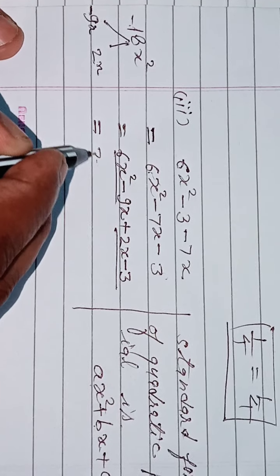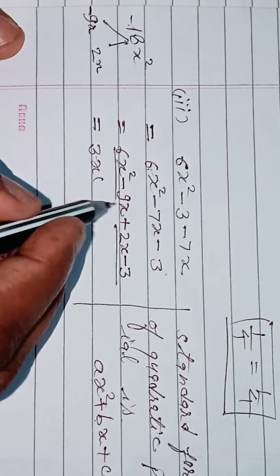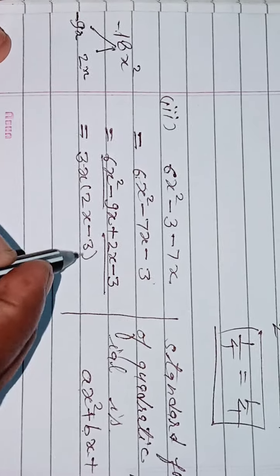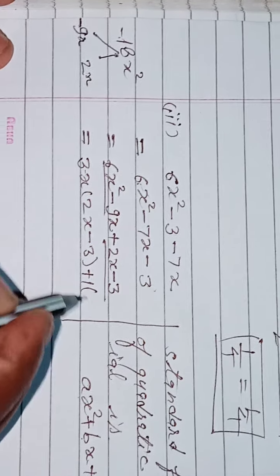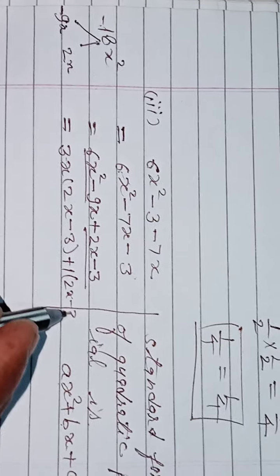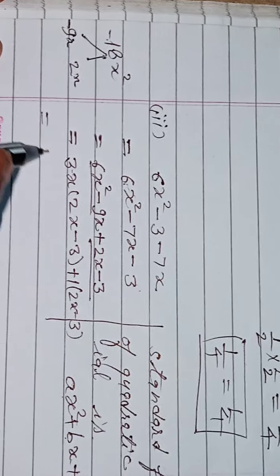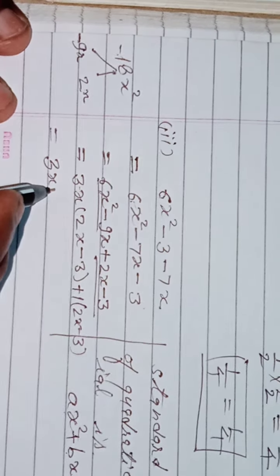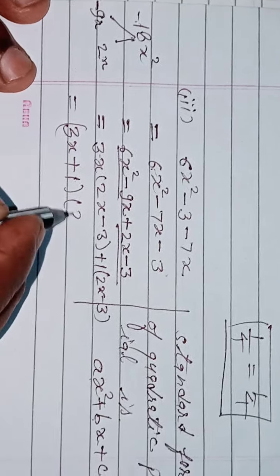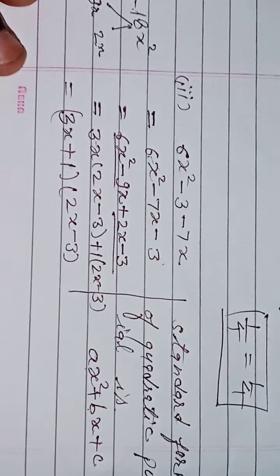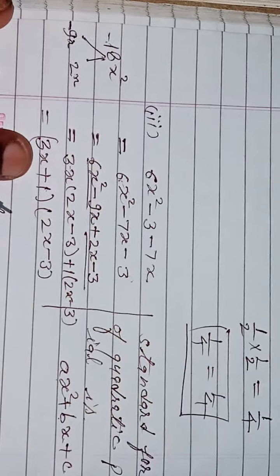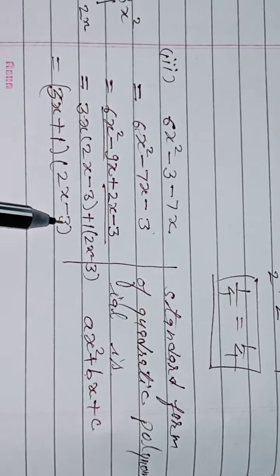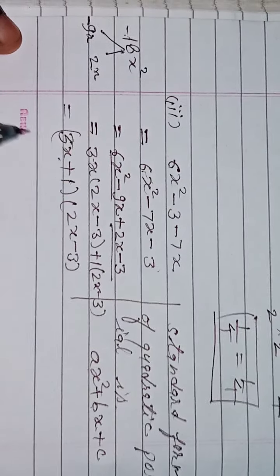3x common, 2x minus 3, and plus 1 common, 2x minus 3. So 3x plus 1 and 2x minus 3. So there are two factors, and to find zeros, the value of the polynomial will be 0 if this is 0 and this is 0.